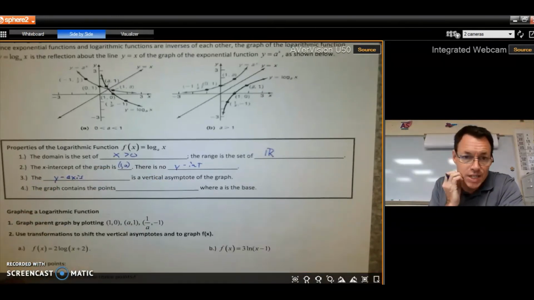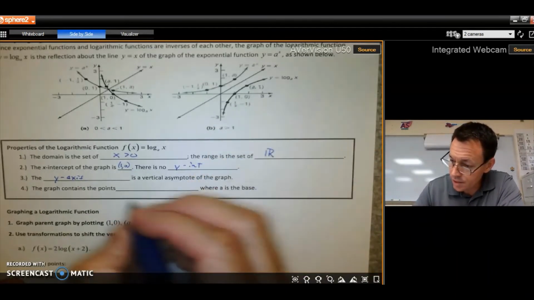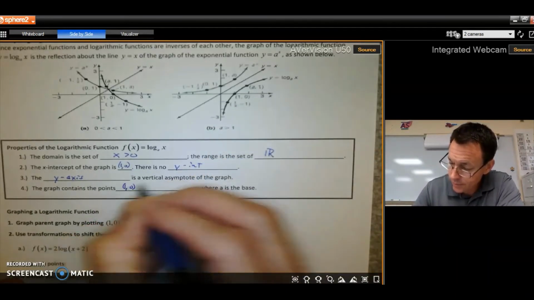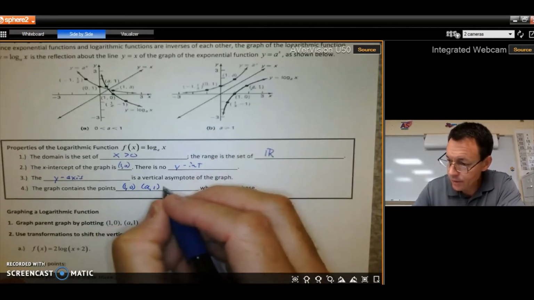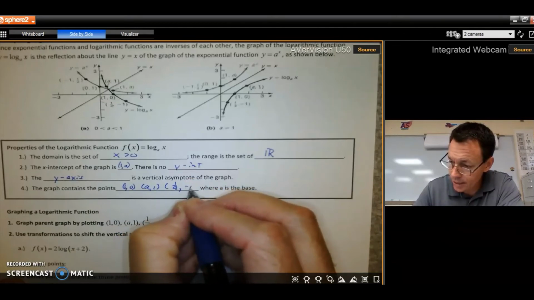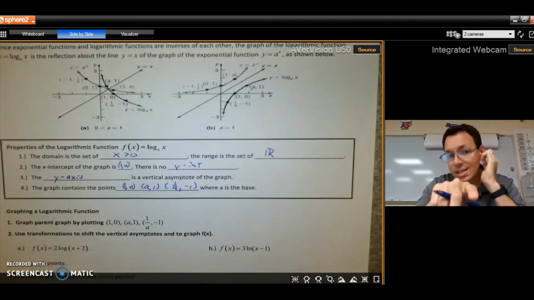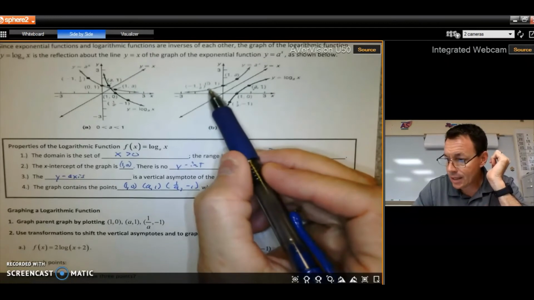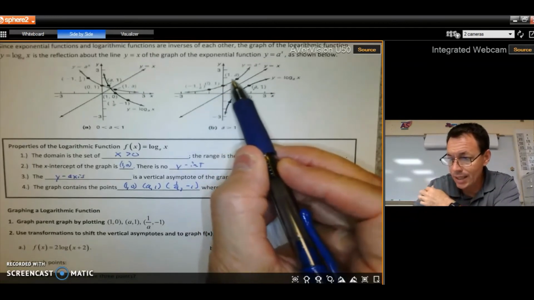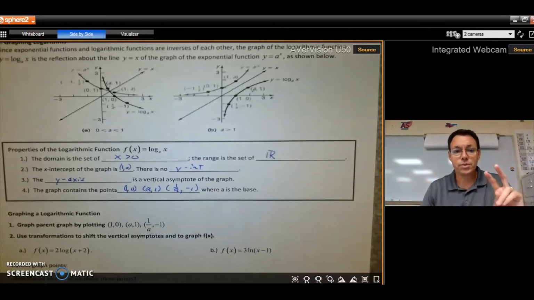Now, this graph will always contain the same 3 points. Again, we're going to talk about them generically using the letter a as a base, but they will always have the point (1, 0). They'll always have (a, 1). And then they will always have (1 over a, negative 1). So, you don't have to memorize those 3. Those are the exact same points we did for the exponential. Okay, so anything to the 0 power is 1. Anything to the first power is itself. You just have to remember those, and then the logarithms are those 3 flipped.